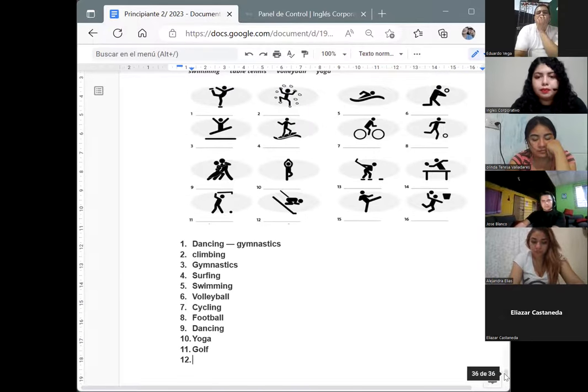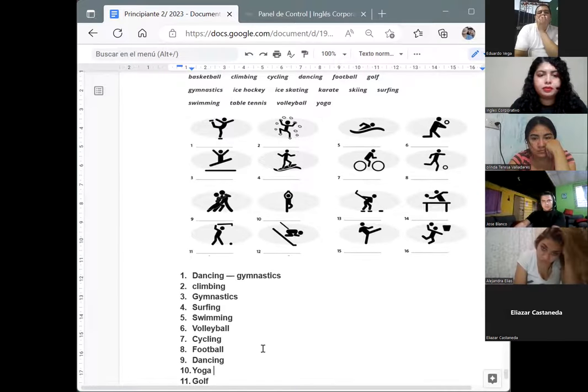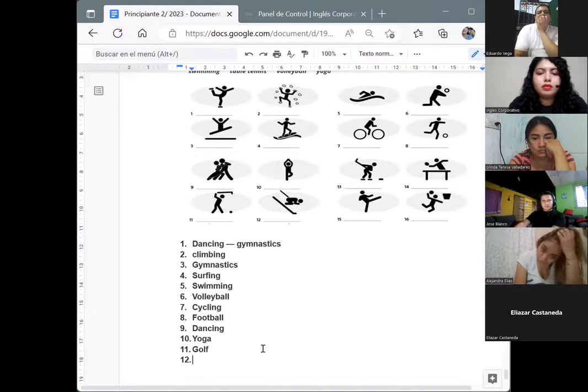12. What is he doing? I'm going to move to the names. Yoga. Número 12. Yoga de la, del número 12. Okay, let's see. Skin. Okay, and someone said skin.